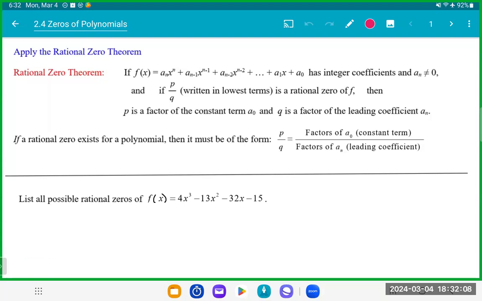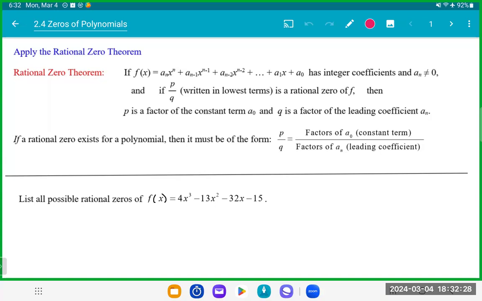So we're going to be looking at finding the zeros of polynomials. Sometimes we can have these really big polynomials, and we want to be able to narrow down what the zeros potentially could be, right? So how can we do that?